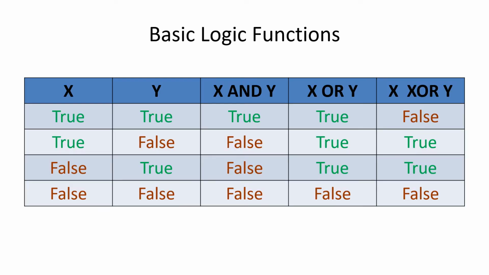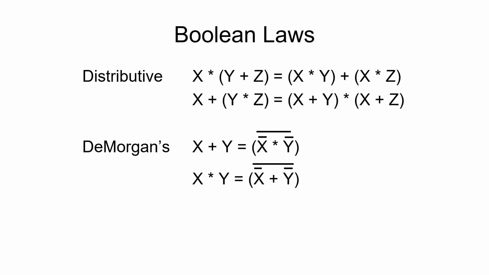For digital logic, we have several basic logic functions. There is the AND. AND is true only if both inputs are true. An OR is true if any of the two inputs are true. An exclusive OR is true if only one of the inputs, but not both, are true.